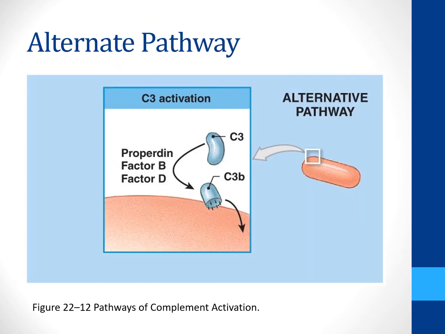The alternate pathway is similar. You've got C3 that starts, and it requires these factors to split the C3 into C3a, which helps to activate the inflammatory response, and C3b, which is going to adhere to that cell wall and allow for opsonization. So read a little bit closer about those in your book, just so you have an understanding of what they are.